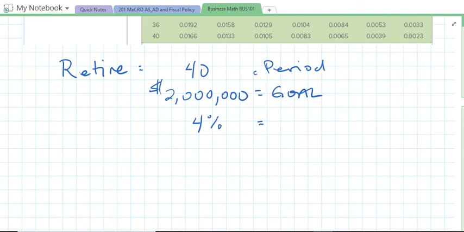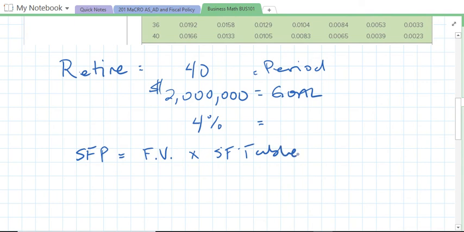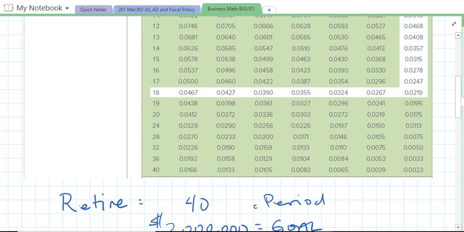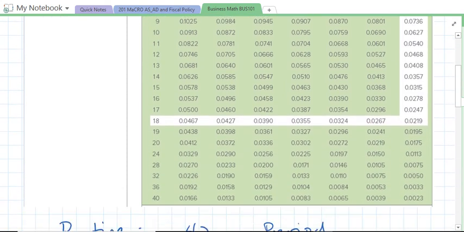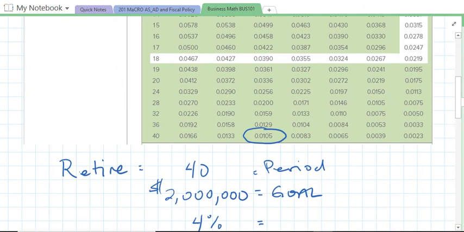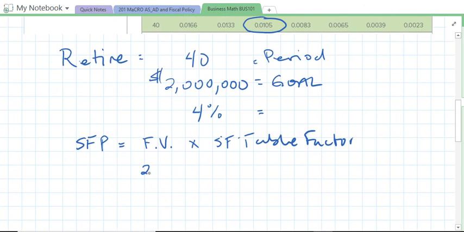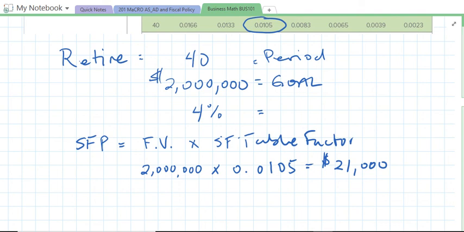So, what is our equation going to look like? Our equation is going to be your sinking fund payment is going to equal your future value, what you want, times the sinking fund table factor. Well, where do we get that? If you look at table 13.3, it'll tell you. So we're looking at 4%, and we know that 4% is going to be for 40 years. Our factor is going to be that. So we know we want 2 million times 0.0105 is going to give us, and I believe the math is $21,000 a year. I don't know about you, but I don't have $21,000 to put away for that.